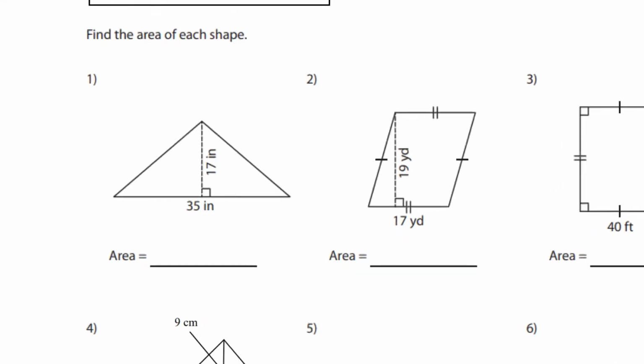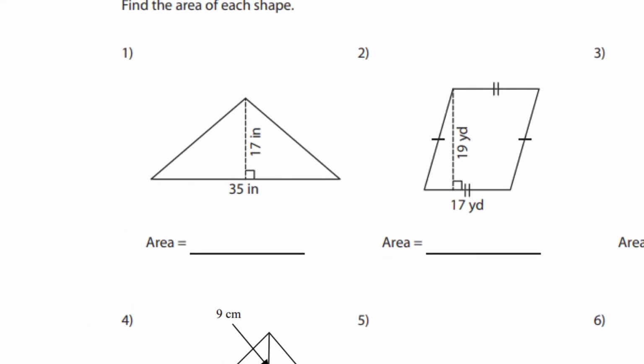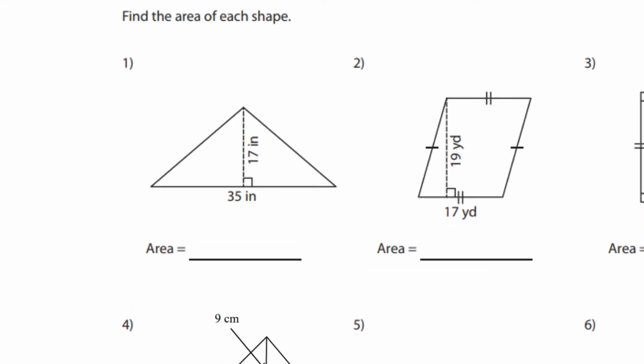All right, number one, how are we going to find the area of this shape? Good, base times height divided by 2, so we're going to go 35 times 17 divided by 2. Alrighty, 35 times 17 divided by 2 is what? 297.5, is that right? Okay, square inches.